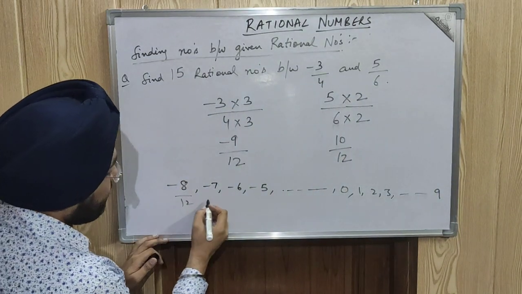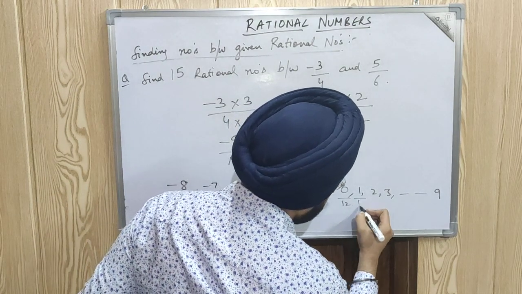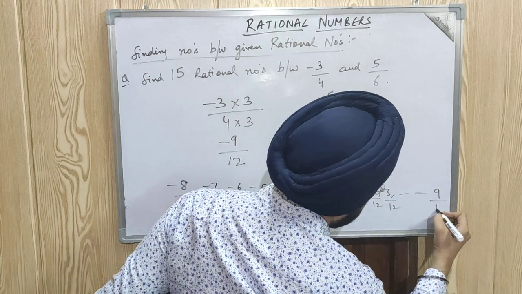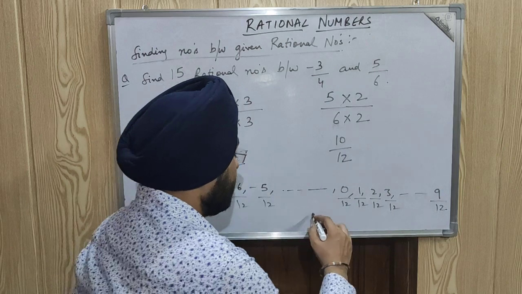So all having the same denominator as what? 12. So select any 15 numbers from these numbers. So this will be our answer.